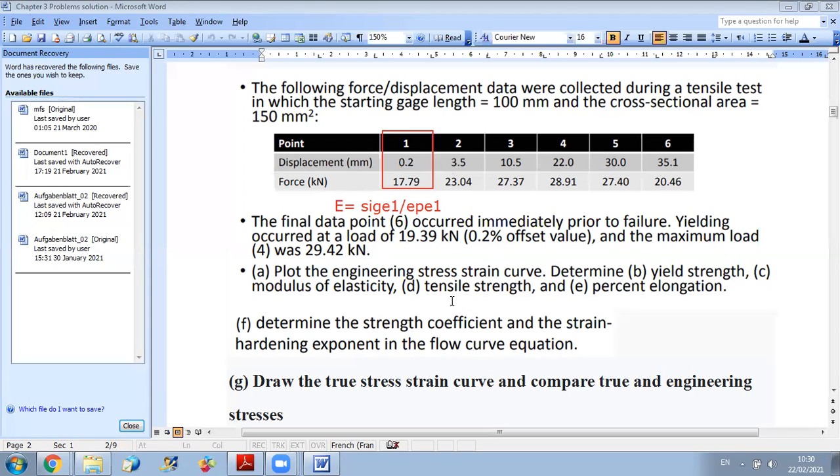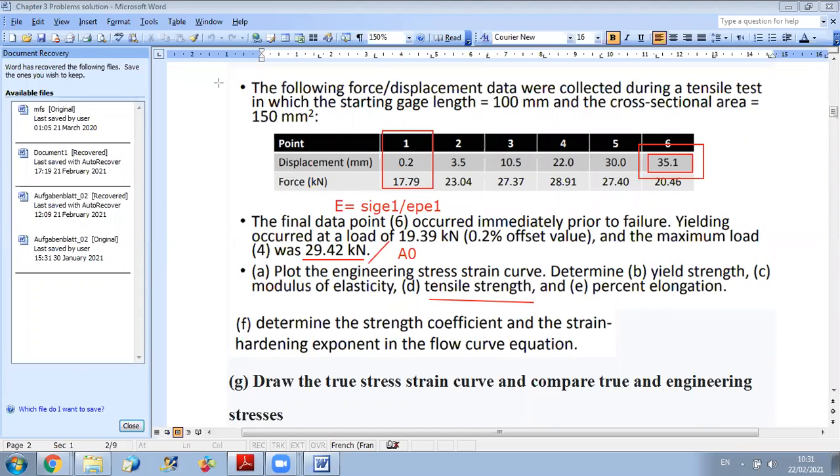Then they ask us to find the tensile strength. So to calculate the tensile strength, as we did in the previous problem, we have the maximum load. We divide the maximum load by the cross-sectional area at the initial state A0. We get the tensile strength. And finally, for the percent elongation, always, we consider the displacement at fracture. So we have delta L at fracture is 35.1. We divide it by L0, times 100. We get that the percentage elongation is 35.1%.